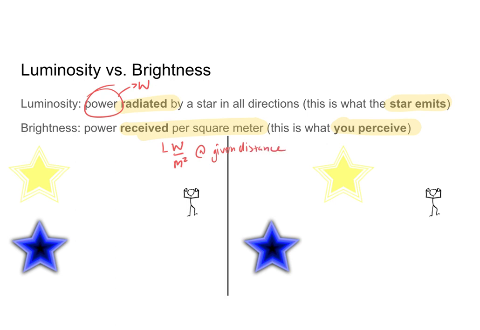And one thing that's really key to know: the farther I am from the star, the less bright the star will appear. In other words, as the distance between the star and the observer increases, the brightness decreases.